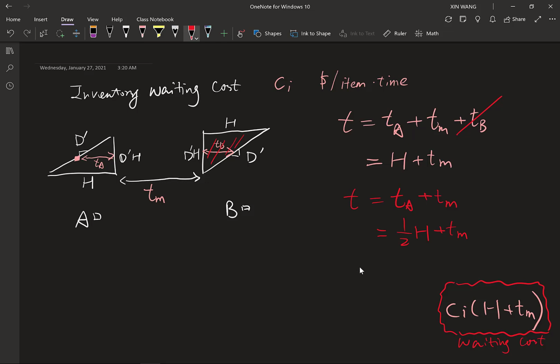So by doing this adjustment, we can see the inventory waiting cost for the cases where either we do not pay the inventory cost at location A or the cost at location B can be adjusted by a half factor times the headway. So there are different cases we can consider based on whether we count the cost at both locations or only count one location.